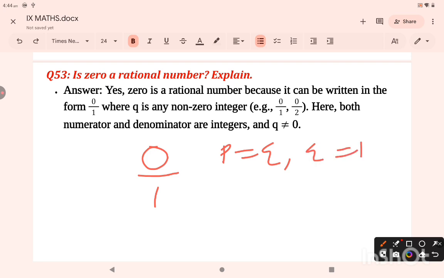Both p and q are integers, q not equal to 0. All the conditions of rational numbers are satisfied here. Therefore, 0 is a rational number because that can be expressed in the form of p by q.